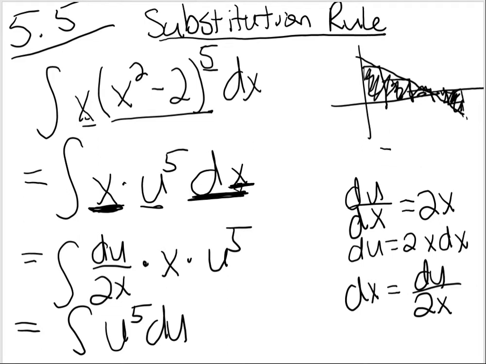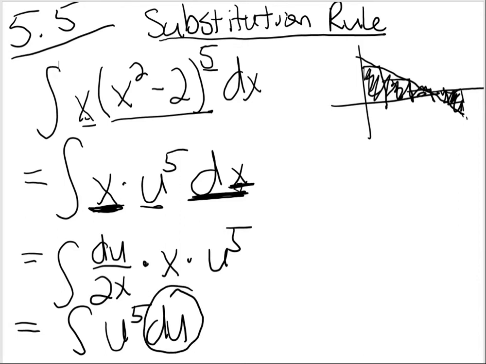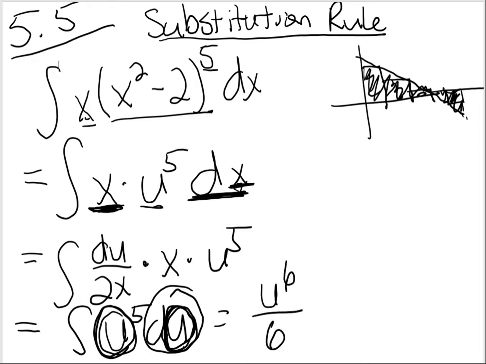Okay, so now that's something we can integrate. Notice that my differential, this d-something, when I have the u, du, that u matches the variable. So I can integrate this thing. It's going to be u to the 6th over 6 plus c. But I had already said what u was. It's x squared minus 2.